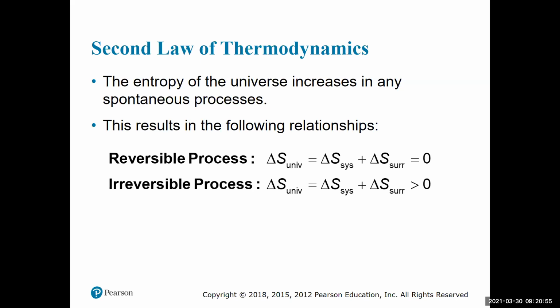Then delta S of the universe equals delta S of the system plus delta S of the surroundings, and that's going to be greater than 0. Because remember, we're saying that the entropy of the universe increases in any spontaneous process. So think of it this way: if it's spontaneous, things get a little more chaotic, is what it's saying.